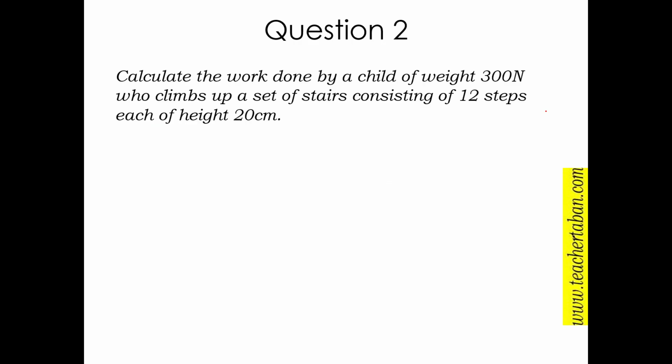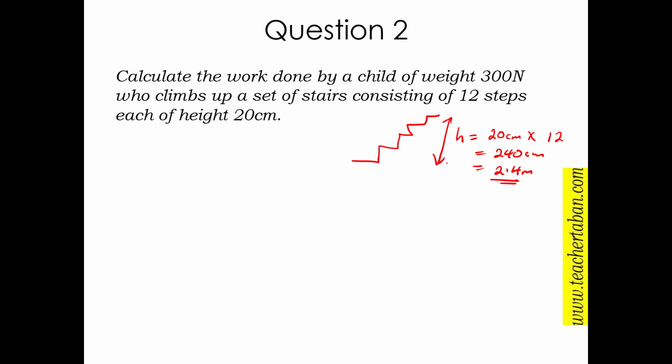Example number 2 says: calculate the work done by a child of weight 300 newtons who climbs up a set of stairs consisting of 12 steps, each of height 20 centimeters. In this case, the work done is going to be done by the weight of the body, and the stairs are moving upwards like that. So since there are 12 of them, our height h will be equal to the height of each stair, which is 20 centimeters, times the number of stairs, which is 12. And this will be equal to 240 centimeters, which is the same as 2.4 meters.